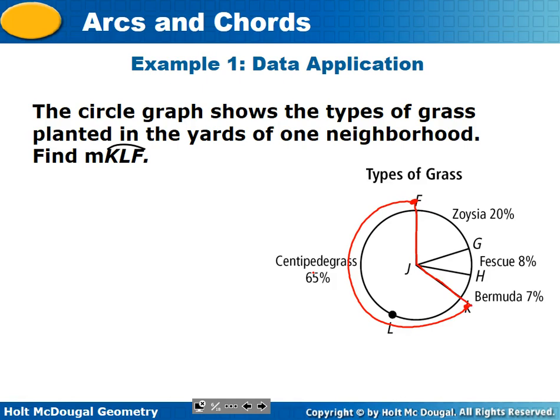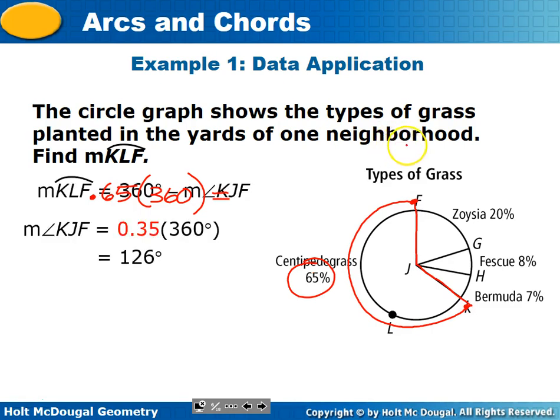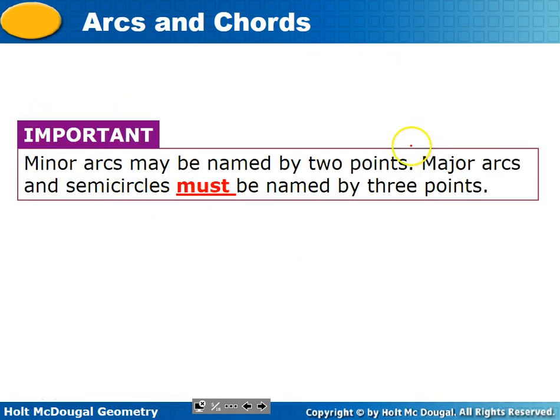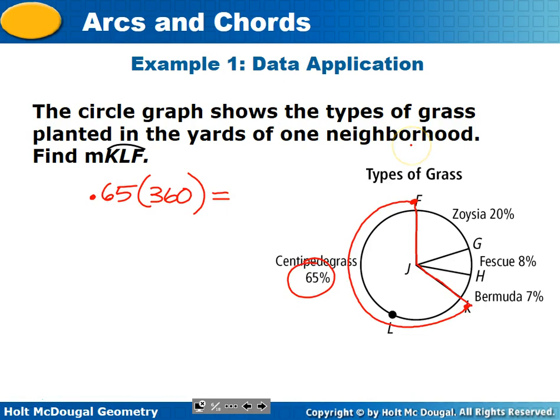Now, I notice over here that this is 65%. So again, we've got to turn that 65% into a decimal. So we're going to do 0.65. We're going to multiply that by 360 because it's asking us what is the measure of the arc. And to find the measure of the arc, we have to do the percent times 360. When we do that, it was 234 degrees. Yeah, it was 234. So 234 degrees.